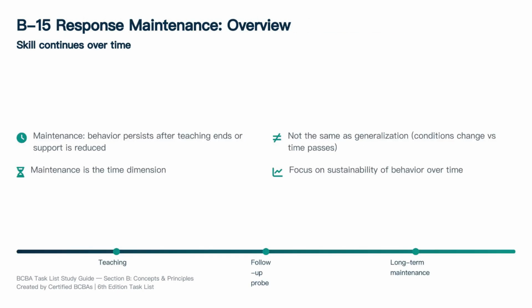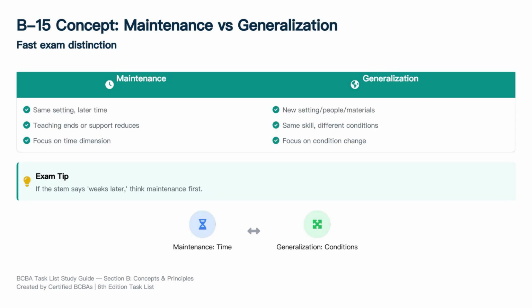Maintenance is the time dimension. Does the skill continue after teaching ends or supports are reduced? If you see a follow-up probe weeks later, after discharge, or after prompts were faded, your first thought should be maintenance. And it's not the same as generalization because generalization is condition change while maintenance is time passing. The fastest exam rule is, maintenance means same conditions, later time.